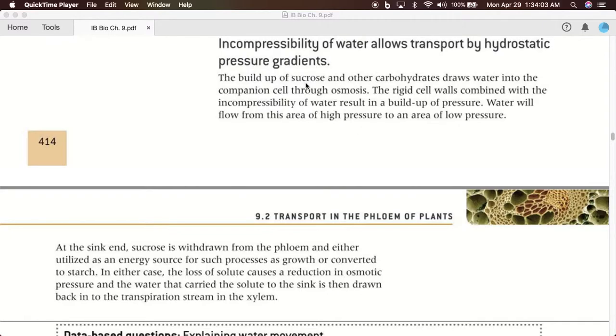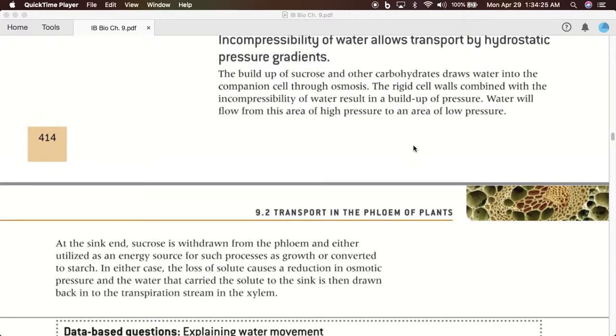So when you have sucrose and other carbohydrates being put into the companion cells, it's going to draw water with them through osmosis because water likes to follow solutes. And then because water is following where these solutes are going, it ends up building up pressure. And the water in that cell is then going to flow from areas of high pressure to areas of low pressure.